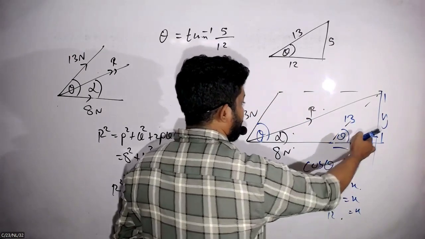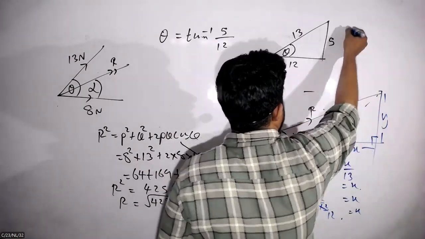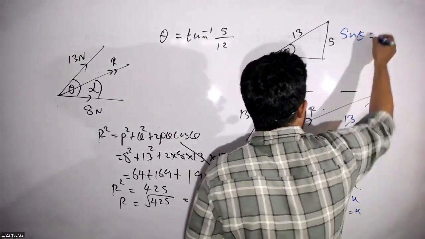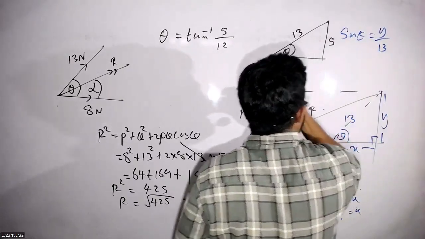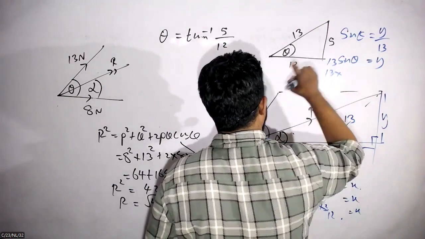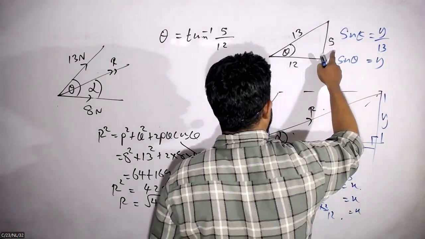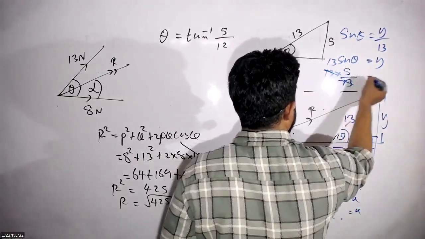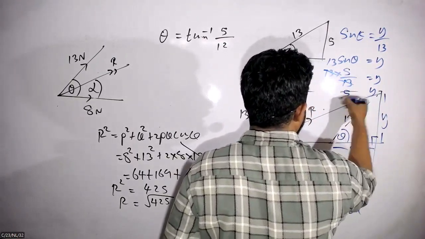And you can find this y value by considering the sine ratio. Sine theta is equal to opposite over hypotenuse. Then y is equal to 13 times sine theta. You can identify sine theta as the ratio between 5 and 13, opposite over hypotenuse. Then y is equal to 5.